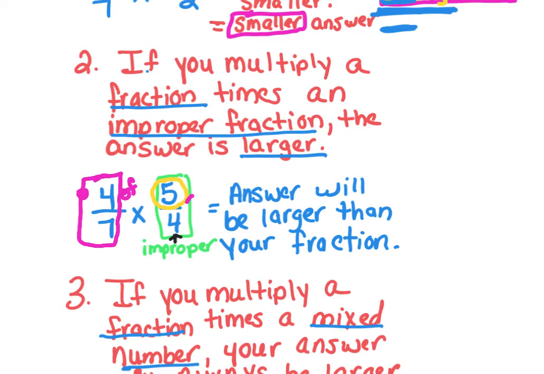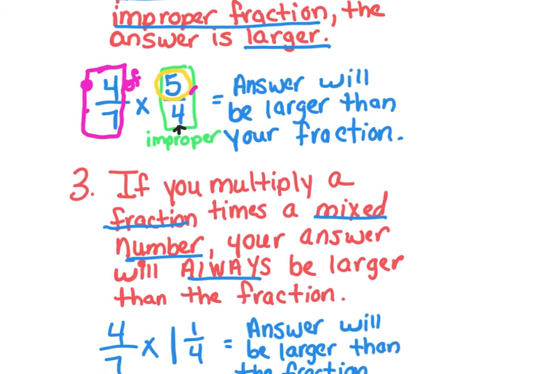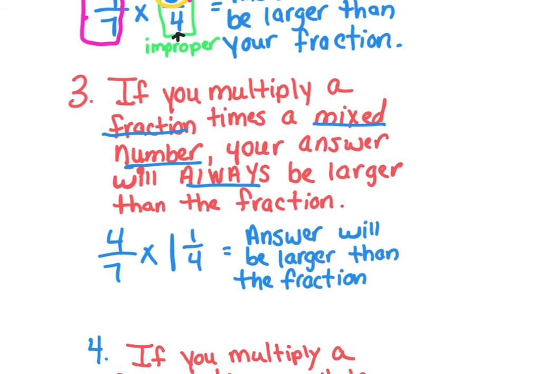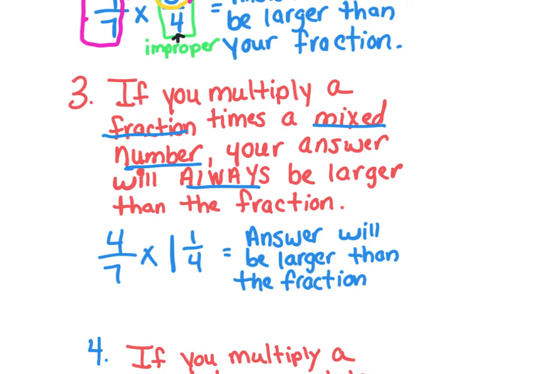So when you multiply a fraction times an improper fraction, your answer is always going to get larger than your fraction, but your improper fraction will always get smaller. All right, number 3. This is really just a continuation of the one we just did. I'm just writing it differently.